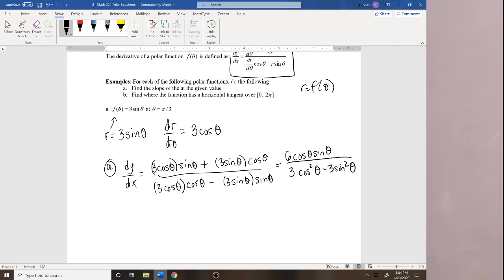This is one of those times where that sheet with the trig identities really comes in handy. The sine of 2 theta is equal to 2 sine cosine. And cosine squared minus sine squared is equal to cosine 2 theta.